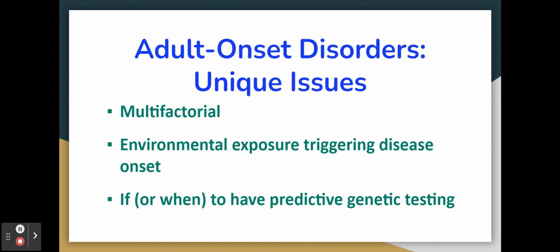Some unique issues about all of these disorders is that they are usually multifactorial. Even if they are single gene, there's an environmental component. This is why you don't see it expressed earlier. And we're going to talk about the value of predictive genetic testing for these adult onset disorders.